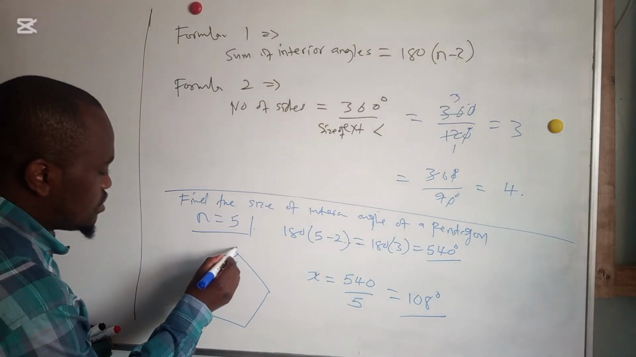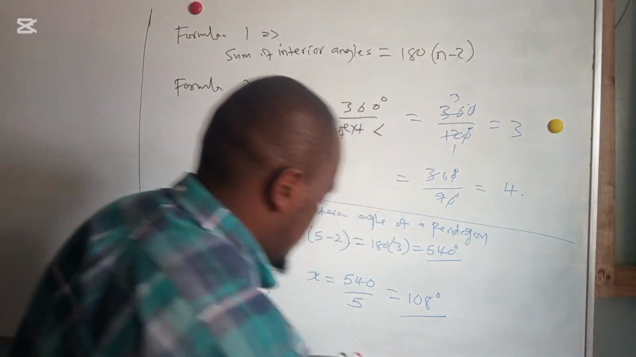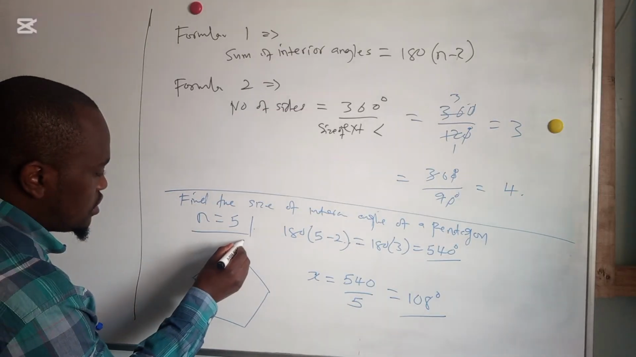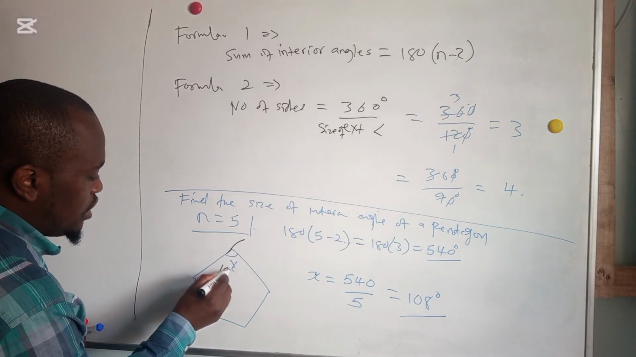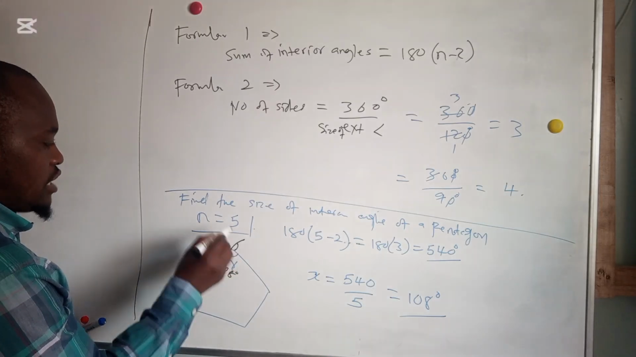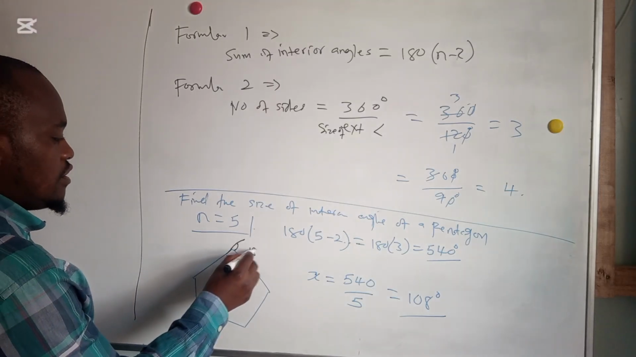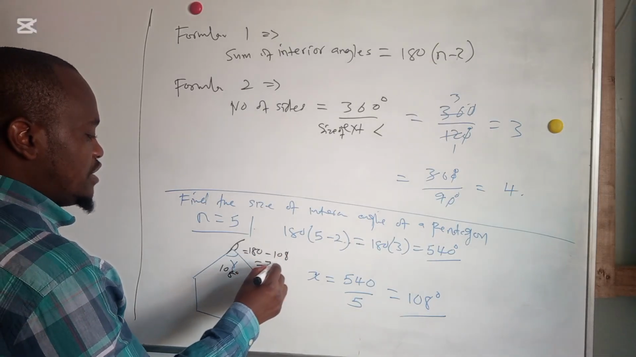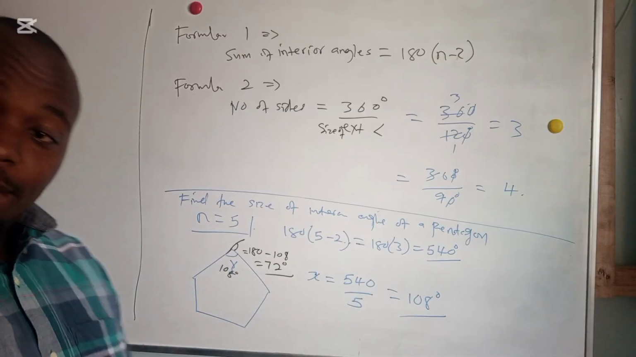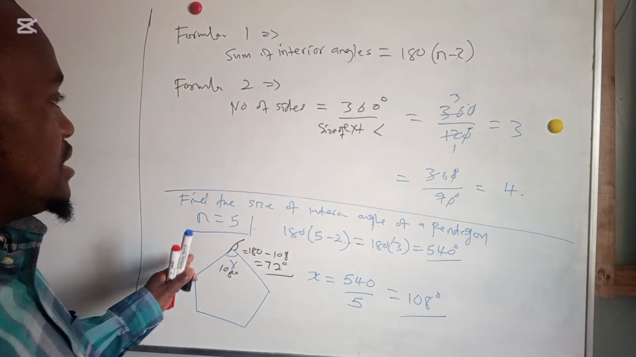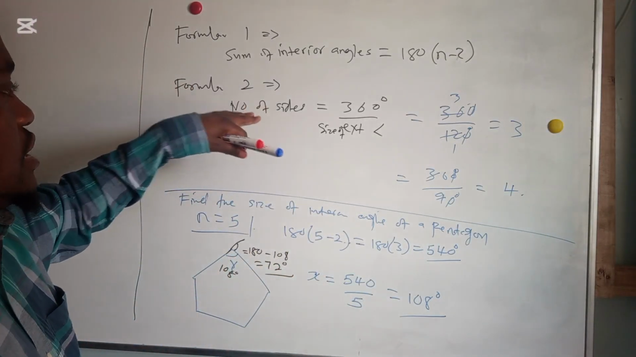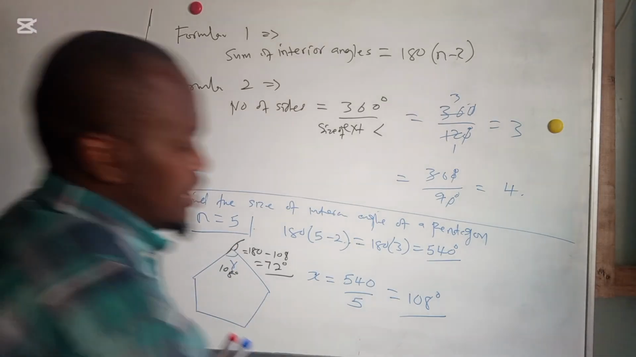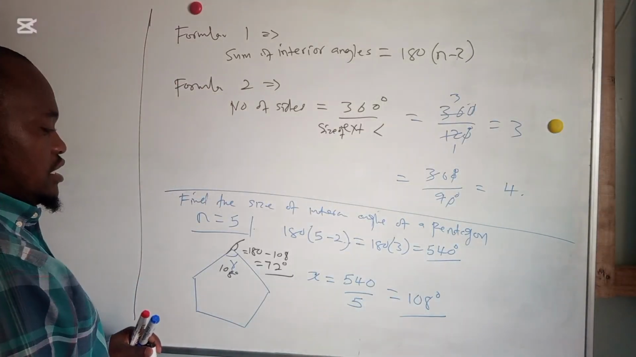However, if you are asked for the size of the exterior angle, this one, if the interior angle is 108 degrees, then this exterior angle would be 180 minus 108. The answer there would be 72 degrees. This is pretty easy. However, now let us use the second formula to find the size of the exterior angle.